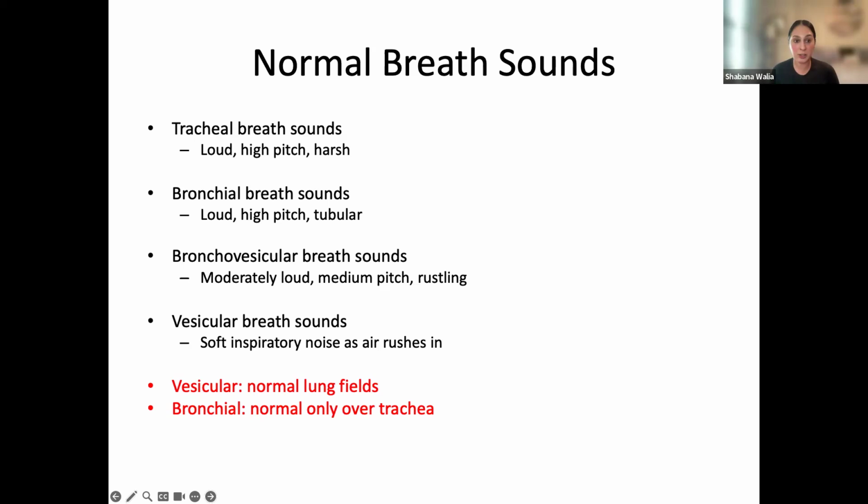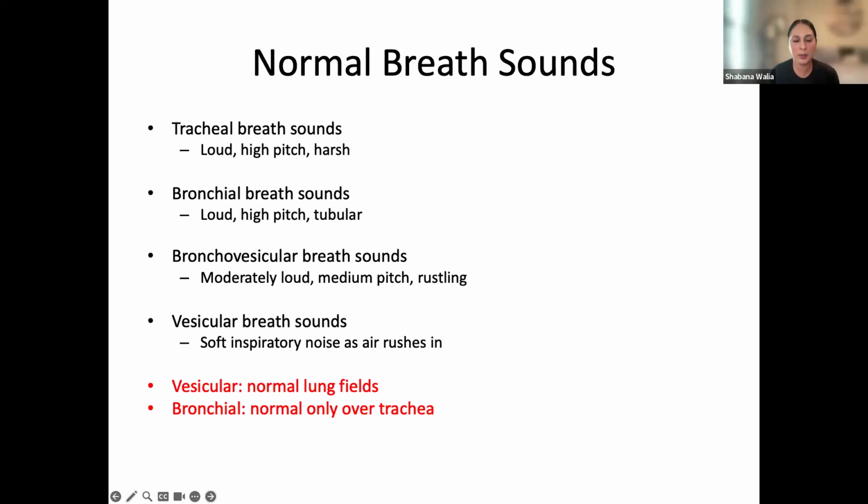So on your next patient, I want you to listen to all four: tracheal, bronchial, bronchovesicular, and then vesicular breath sounds. Vesicular is going to be your normal lung fields. Bronchial, that loud, high-pitched sound, it's because of the trachea. So it's going through a tubular structure. So you're going to have a little bit more turbulent flow.